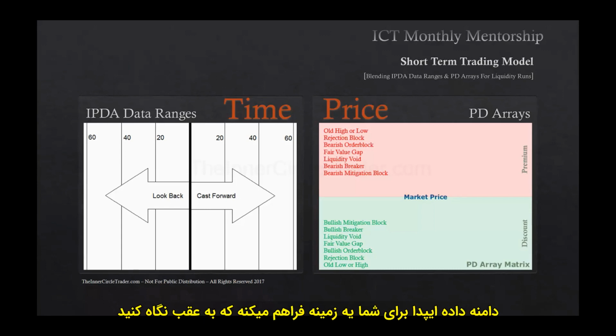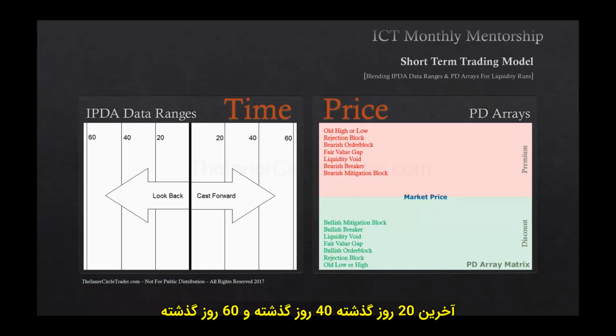IPDA data ranges provide you a context to look back the last 20 days, the last 40 days, and the last 60 days. As you move forward, you're casting forward for a new set of 20, 40, and 60. Each new day, you shift that range forward. The look back period gives you the context to frame the PD arrays with a reference point in time.